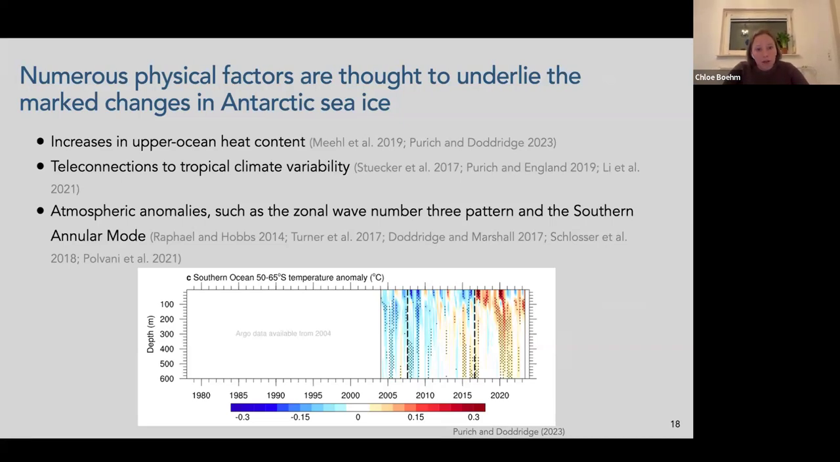Folks have also looked at teleconnections to tropical climate variability, and then also what we're going to talk more about today, which is atmospheric anomalies, such as impacts of the zonal wave number 3 pattern and the Southern Annular Mode. A lot of the work, especially on the Southern Annular Mode, has been primarily focused on the austral summer season. So part of what we were interested in exploring a bit more in this work was: what is the seasonality of the relationship between the SAM and sea ice? Is there a seasonality to the relationship?